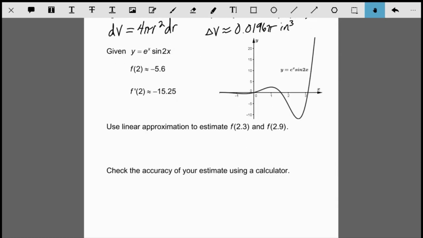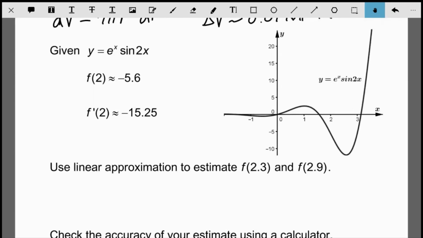All right, and then this last problem, I just wanted to show you the limitations that you run into when you do a linear approximation. And this really leads into why we get into Taylor series in the second semester and start looking at higher order models, meaning like a quadratic or a cubic or a quartic. So this function is e to the x sine 2x, and you can see it's plotted over here to the right. We know what f of 2 is, and we know what f prime at 2 is. They are asking us to use a linear approximation to estimate f at 2.3 and f at 2.9.